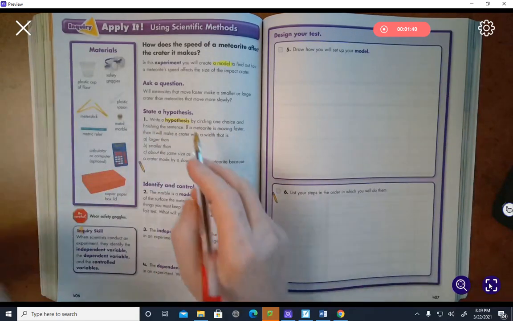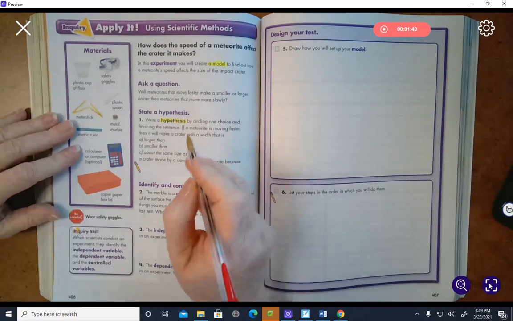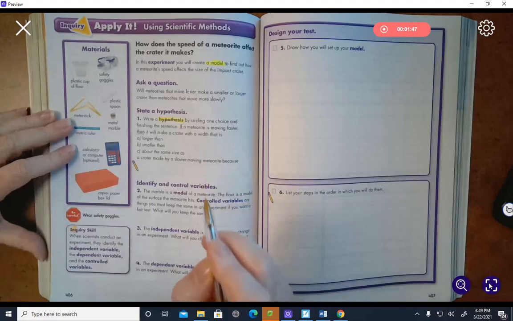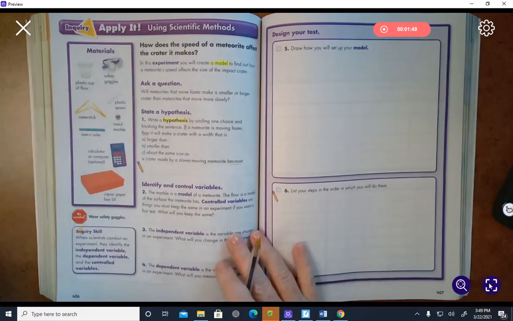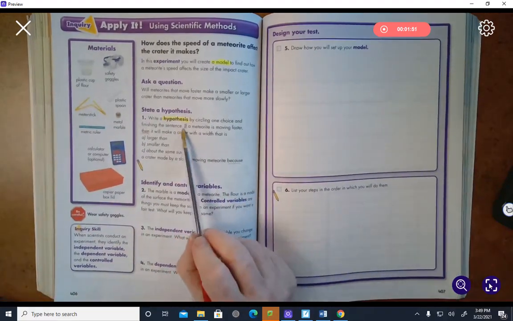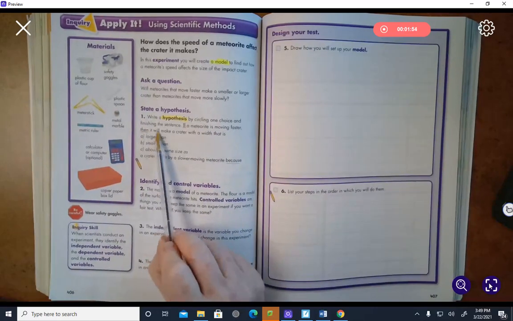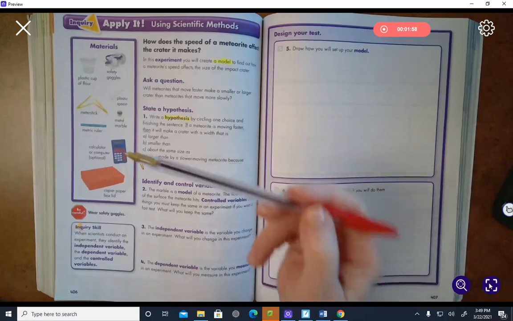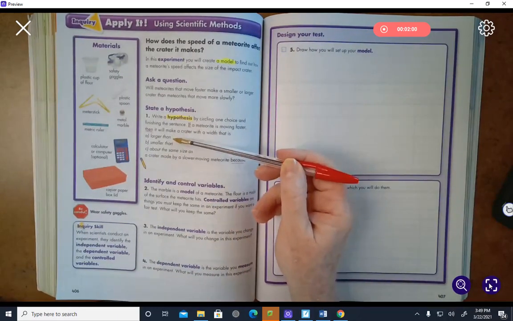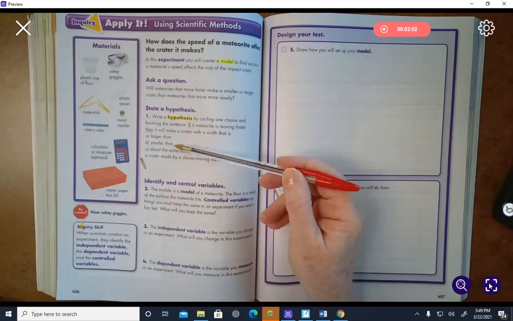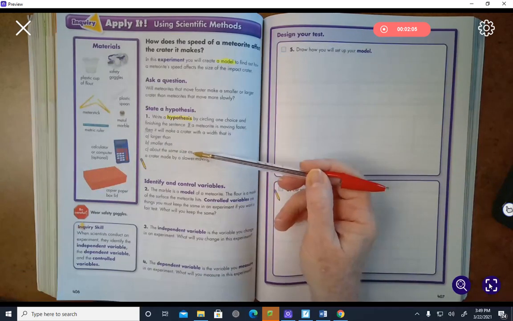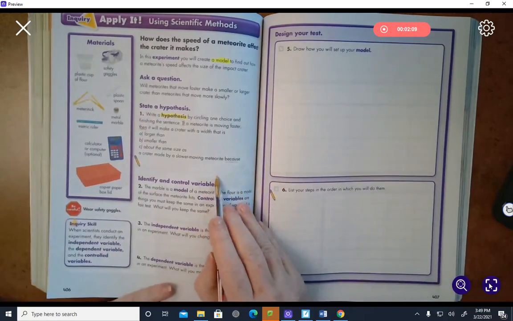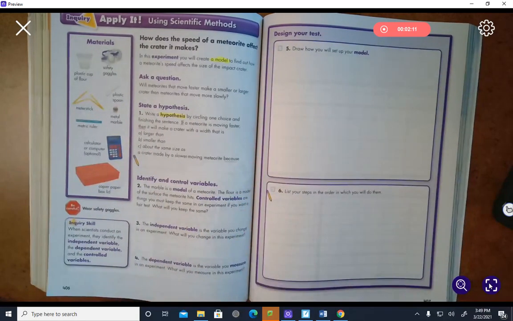Remember our hypothesis: if, then, and because. So, if a meteorite is moving faster, then it will make a crater with a width that is, do you think it's going to be larger than, smaller than, or about the same size as a crater from a meteorite moving slower? And remember, you have to tell me because. Why do you think so?